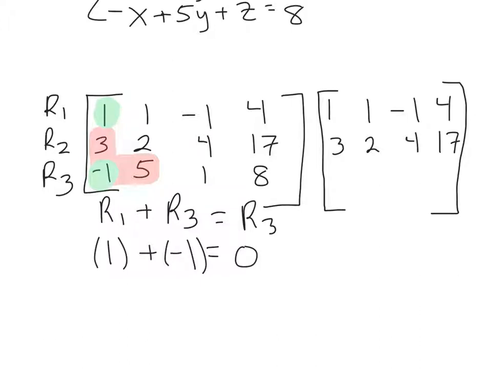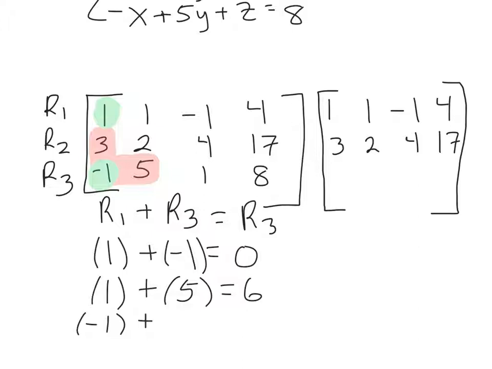Now let's look at the next number in row 1. It's another 1 again. And then we're going to add the number across from that, which is a 5 in row 3. So I have 5. Well, 1 plus 5 is 6. And then I have a negative 1 now, plus 4. No, my apologies, not 4.